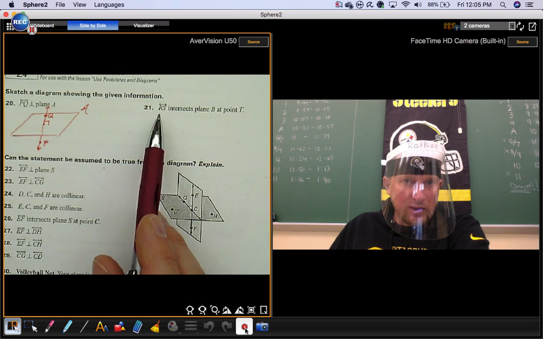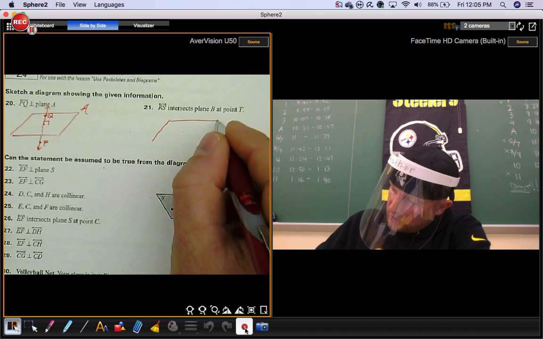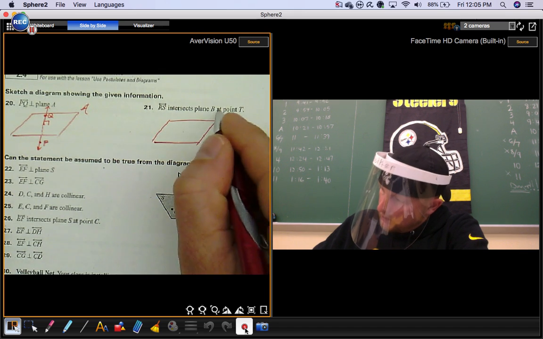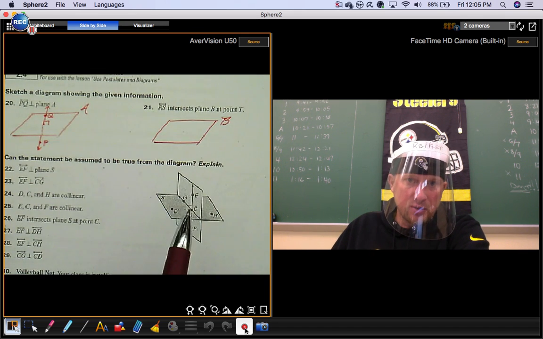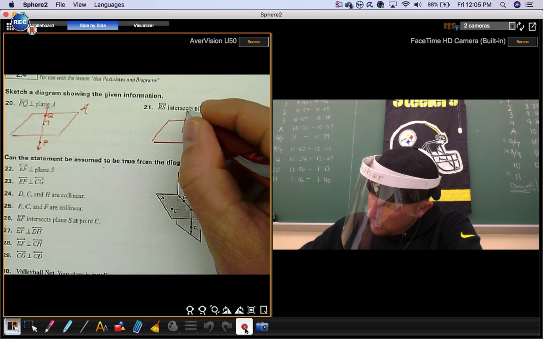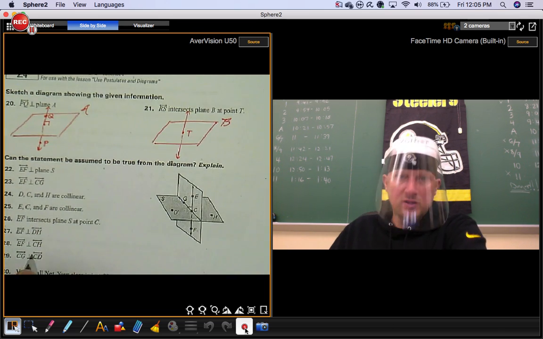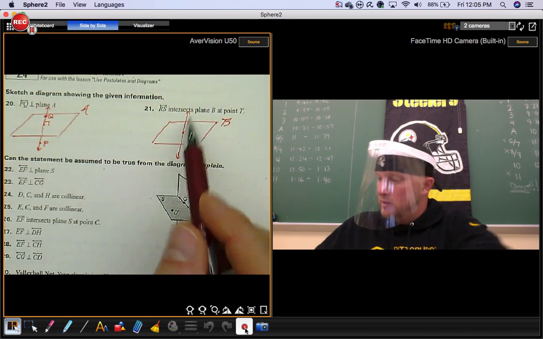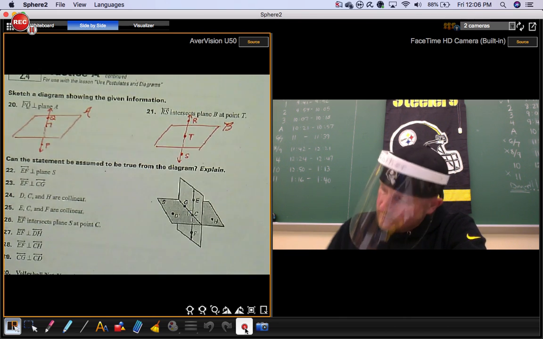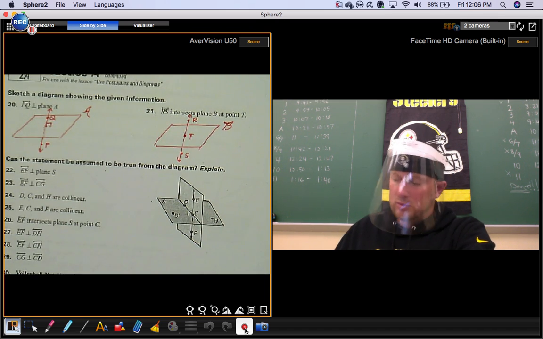Number 21, we have a line that intersects a plane at a point. It's kind of like what we just drew. That's my plane B. It's a fancier B. Our line is going to intersect our plane at point T. So point T is on the plane. Now for this to be line RS, you need an R and an S somewhere on that line as well. And that's all you need to do. It can be that simple.